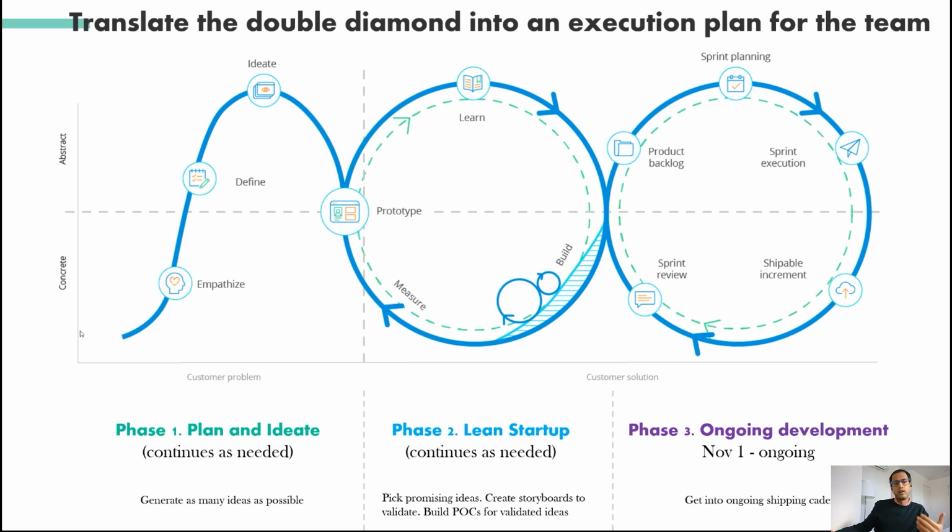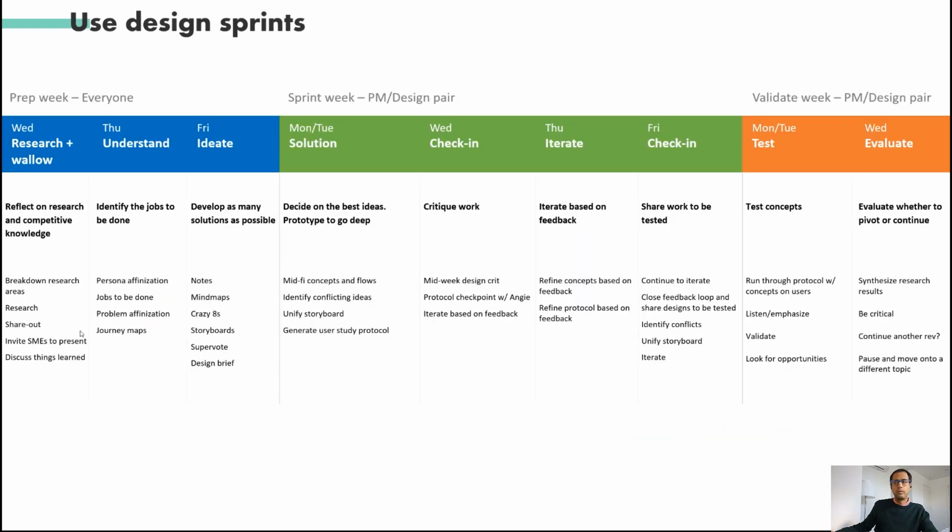Now, how do you do this? How do you create the phase one and phase two as a PM in a way that gets those ideas flowing quickly and gets something under the hands of your developers, who, by the way, are probably waiting initially to get something to work on?